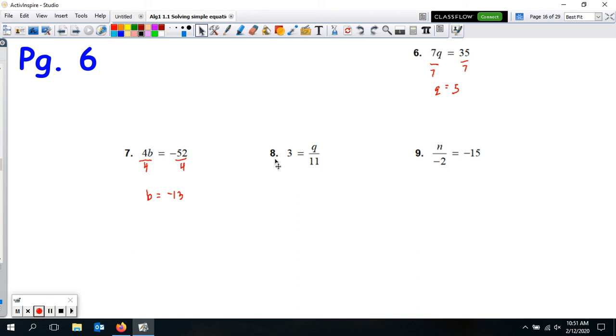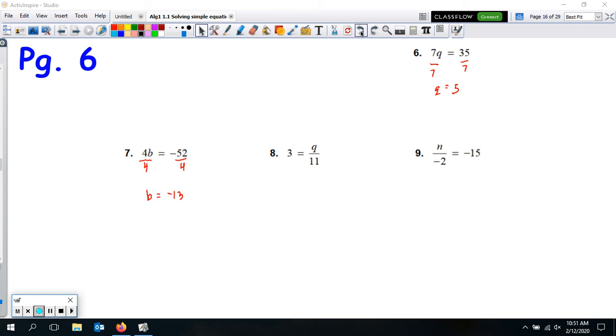Now number 8. So here we see Q is on top of the 11. Now remember what I told you is that this means division. So this is actually saying Q divided by 11. So we need to undo the division, and we undo it with the opposite operation of multiplication. So now we need to multiply both sides by 11 to be able to get the Q by itself. We don't want to multiply both sides by 3 because Q is not being divided by 3. Q is being divided by 11.